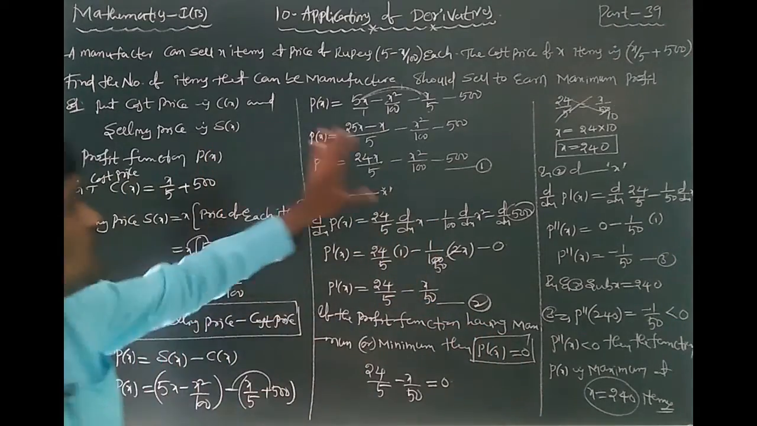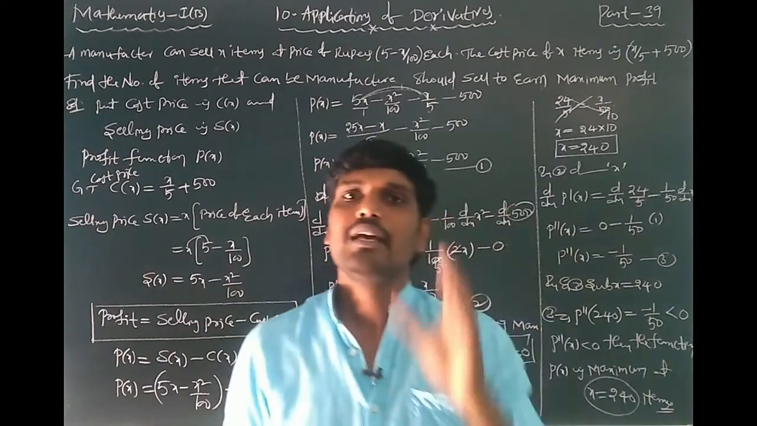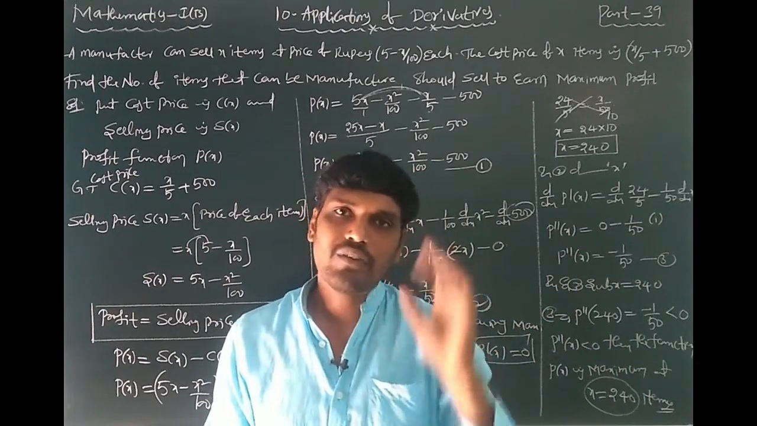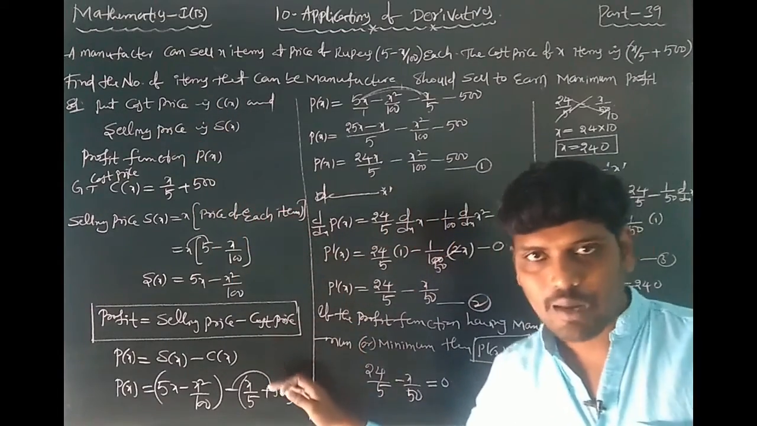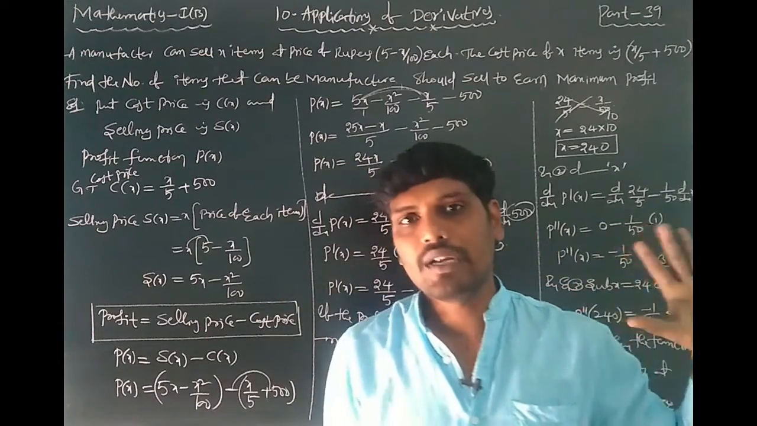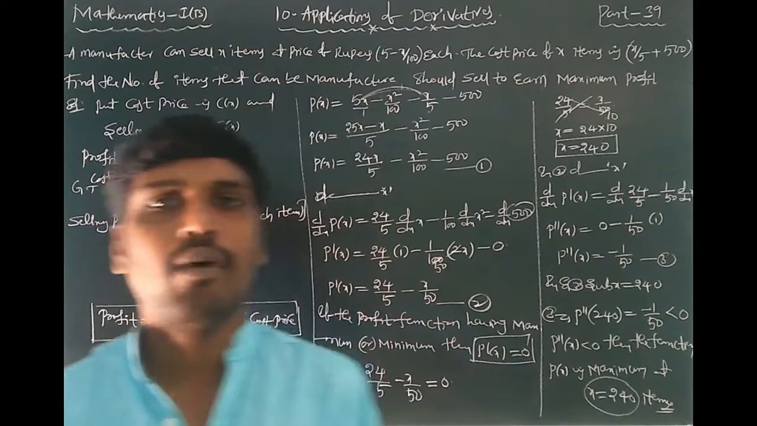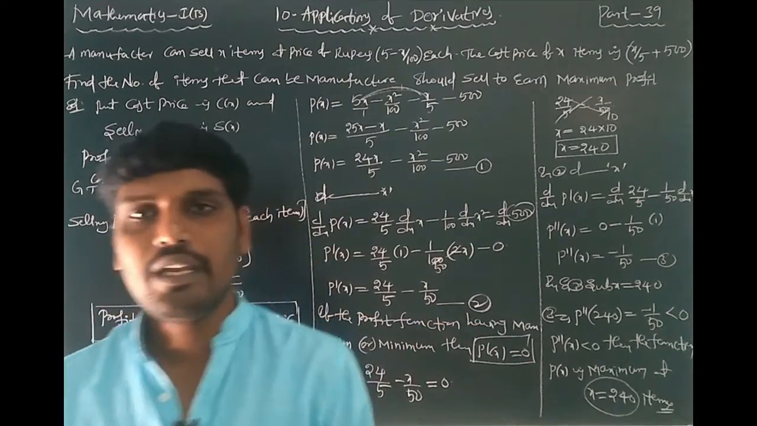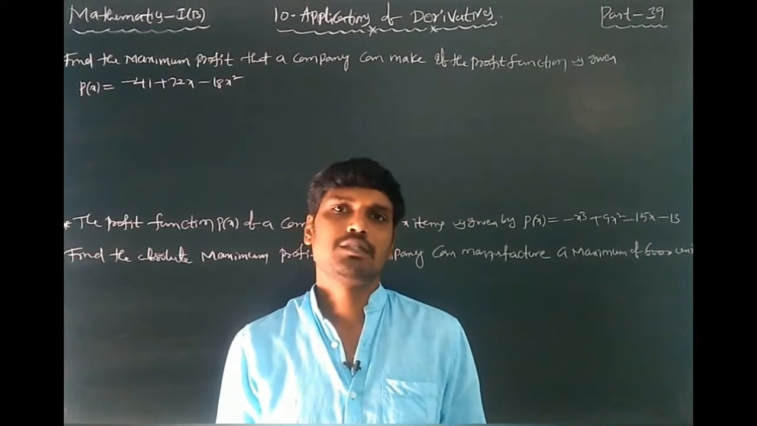In this way you can do it. This is a different model problem. Here the profit function is not given, and the cost price and selling price are also not given. You can find the cost price and selling price, then the profit function, and then simplify in a way totally similar to the previous problem model. Understood or not? This is a very important cost problem in the IP examination. Today's assignment problems are over.